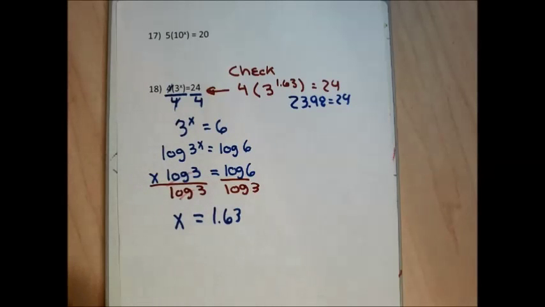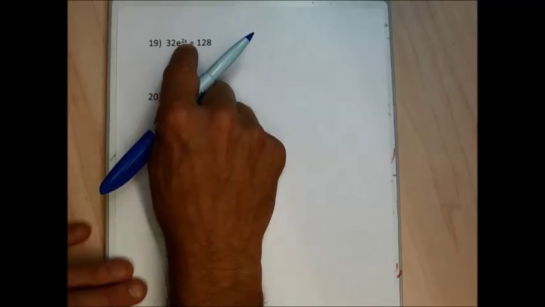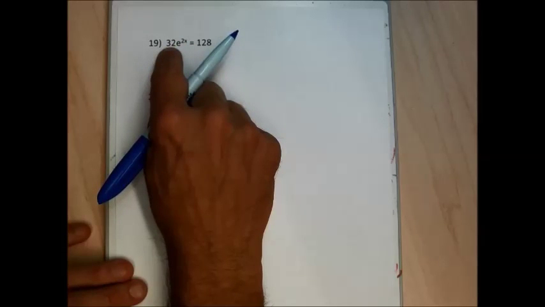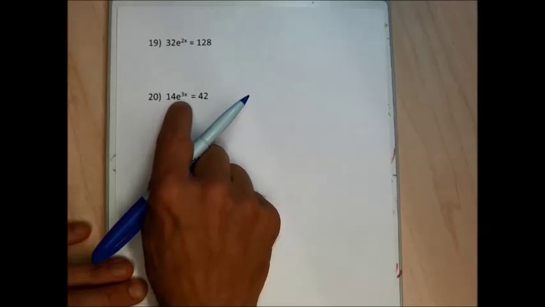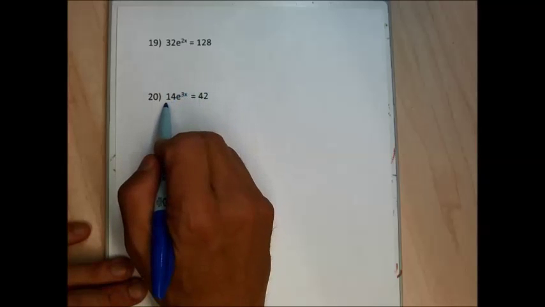So your 17 should work the same way. 19 and 20 work the same way. There are numbers on the left-hand side that the exponent doesn't apply to. In problem 19, the exponent only applies to the e and doesn't apply to the 32. In problem 20, the exponent only applies to the e. It doesn't apply to the 14.